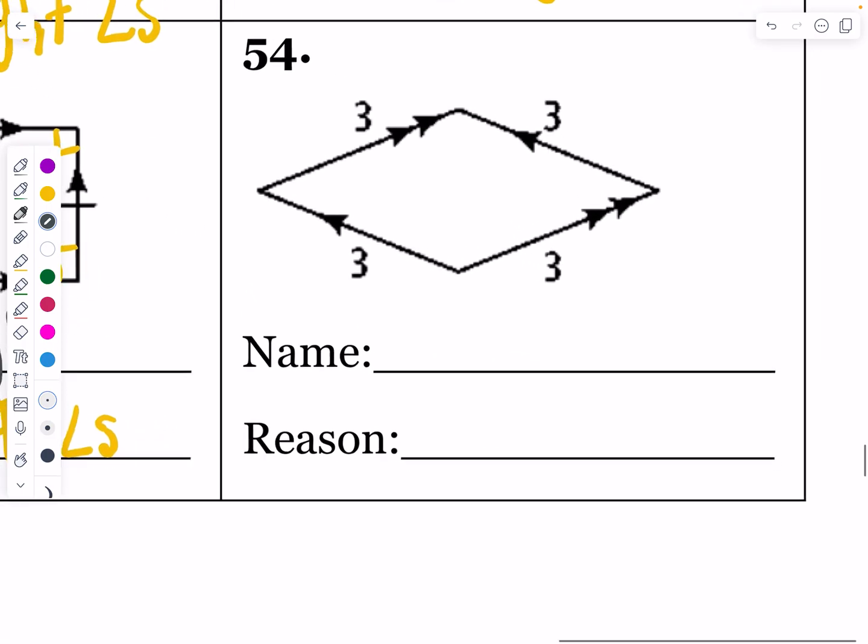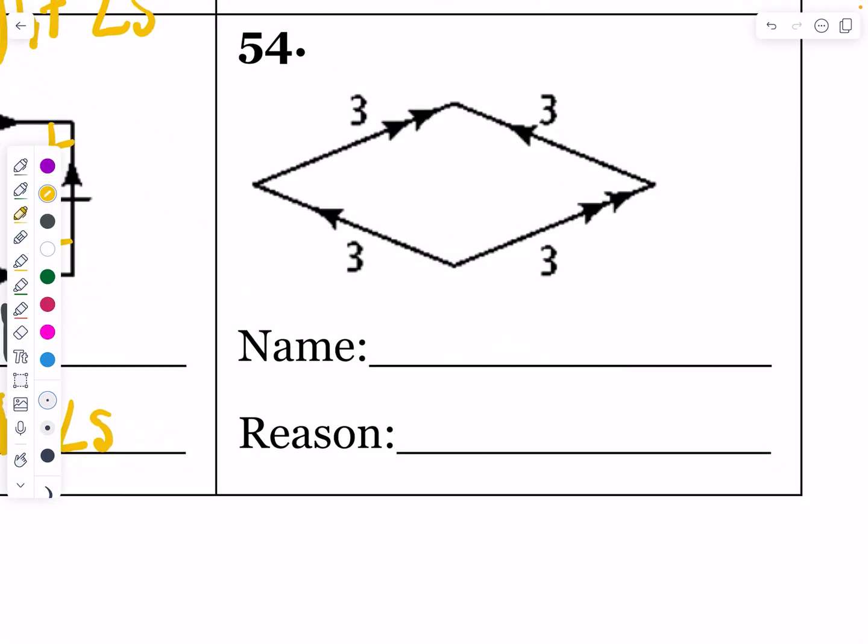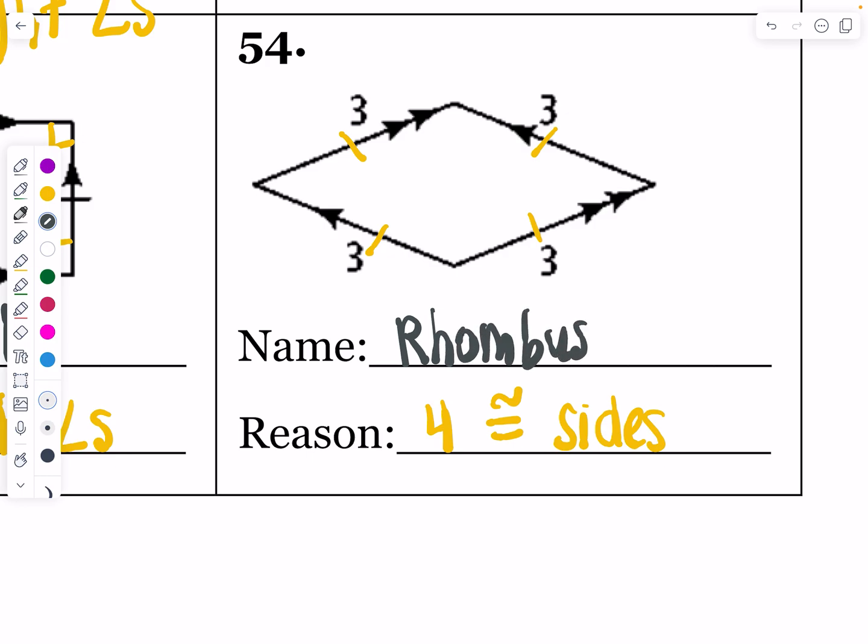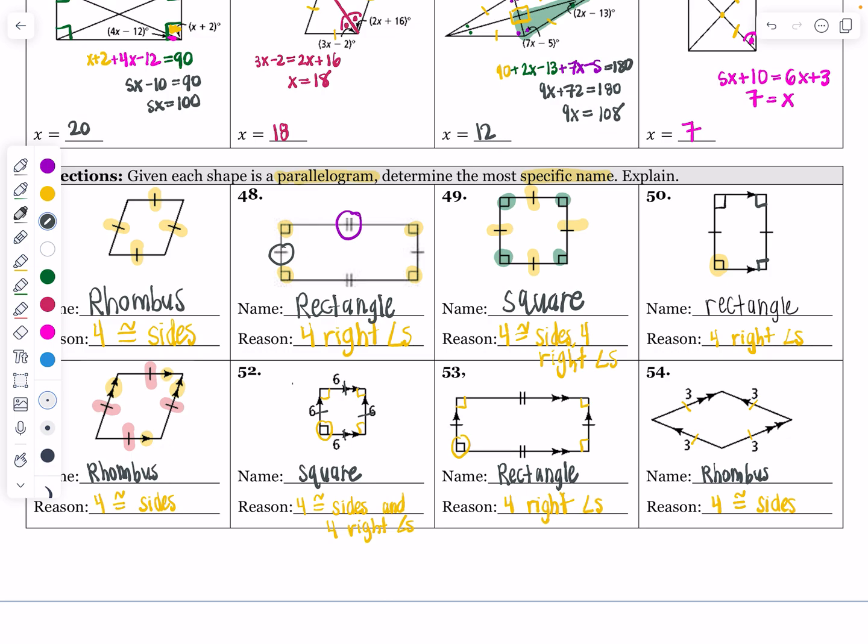Okay, last one. It's definitely a parallelogram. They already told me that in the directions, but all of these have a side length of 3. So since it has 4 congruent sides, that is going to be a rhombus. I'm not able to call that a square because I don't know anything about its angles, and so all I get to say is that it is a rhombus. And that is the last one.